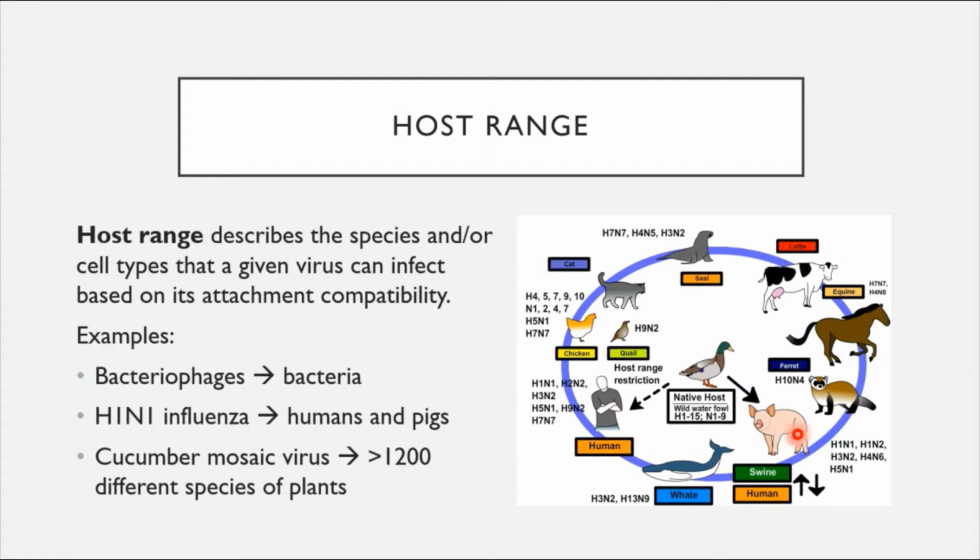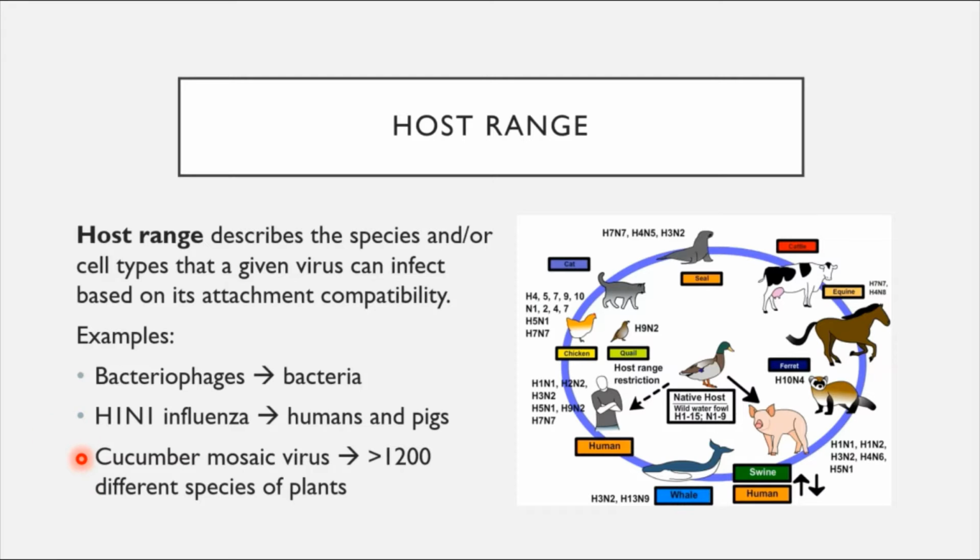In fact, in this figure right here, we can see a depiction of the host range of different strains of influenza virus depending upon their type. We can see H1N1 under humans and pigs, but there are also other varieties of influenza virus, like, for example, H13N9 that infects whales. So the range of the influenza virus is limited by its protein spikes.